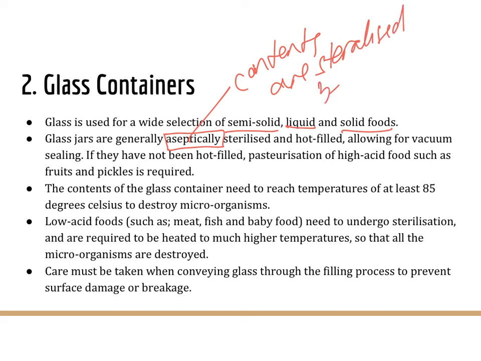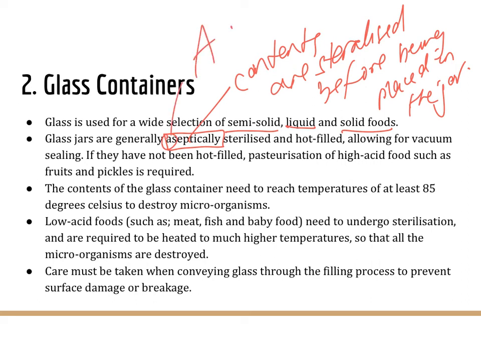before being placed in the jar. Okay, so because it is A, sterilization occurs first, letter of the alphabet, A, aseptic. So just remember that little trick. So it basically means that the food contents are hot, they're already sterilized, the jars are hot filled, and it does allow for vacuum sealing.